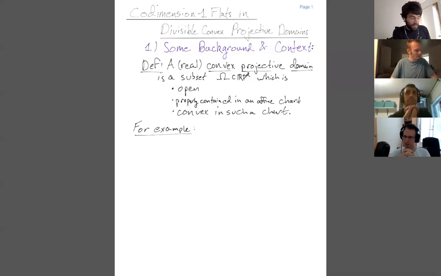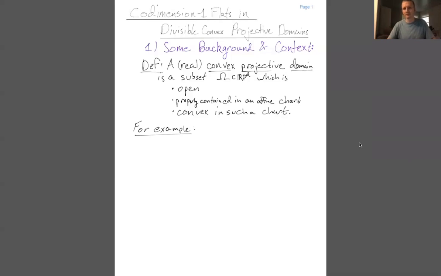So I'm going to be talking about a certain nice type of projective structure on compact manifolds. I'm going to do a little background and context first so that we get comfortable with the type of structure we're talking about, and then I want to show you a nice result and maybe describe why it's useful. So section 1 is background and context.